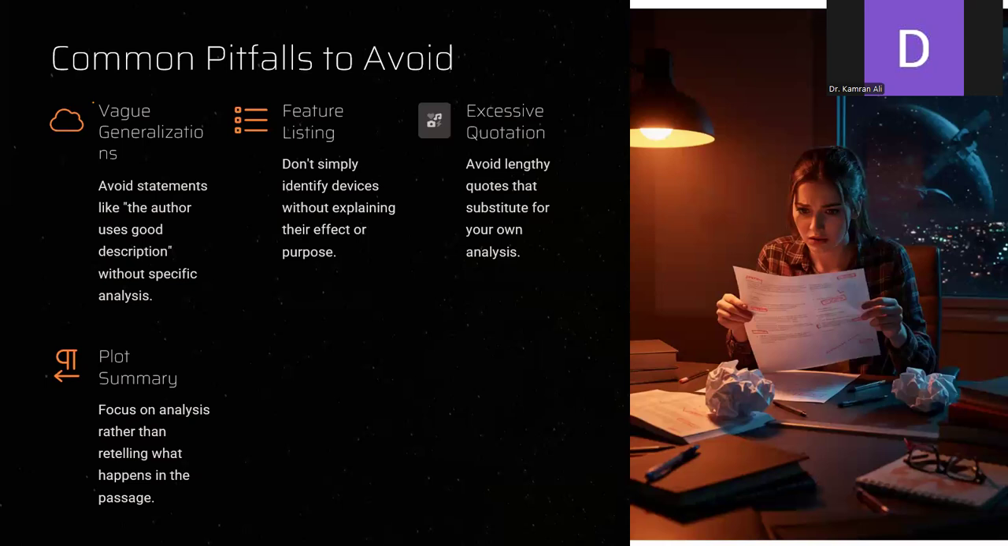Plot summary: focus on analysis rather than retelling what happens in the passage. You don't have to retell what happens in the passage. You can talk about what is happening, but then how it is happening, meaning how the writer is presenting that, should be the focus rather than what is happening. You can link what is happening with the style, but incorporating commentary about the style is something which is needed, and that's what you get the marks for, right? Okay.